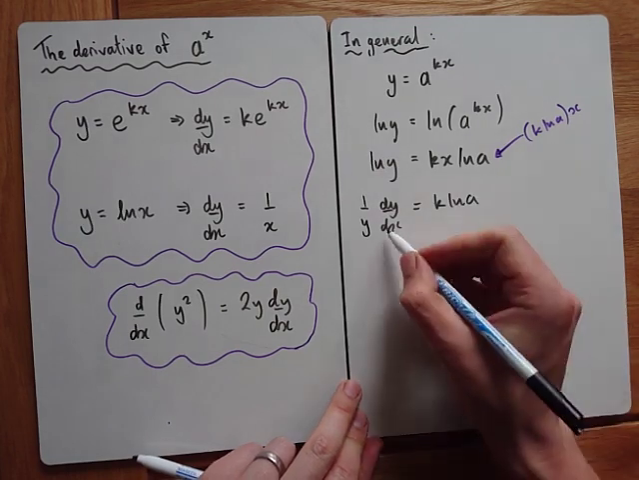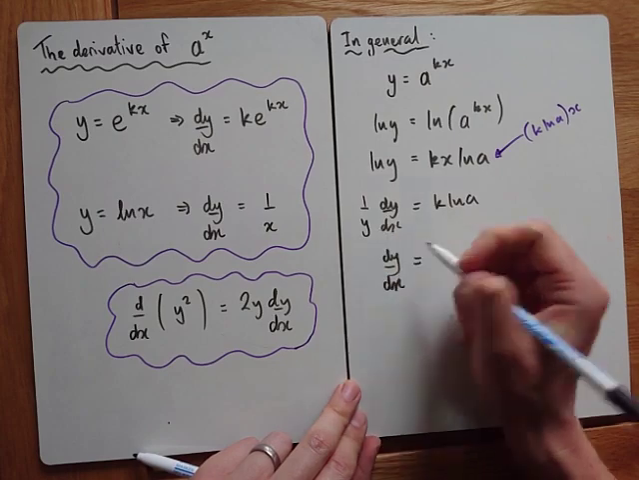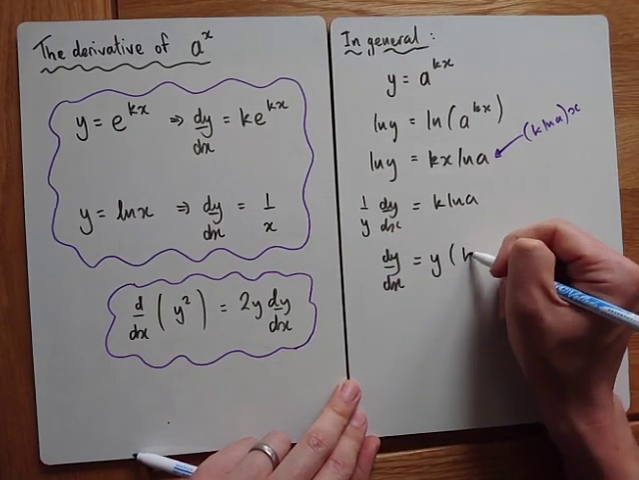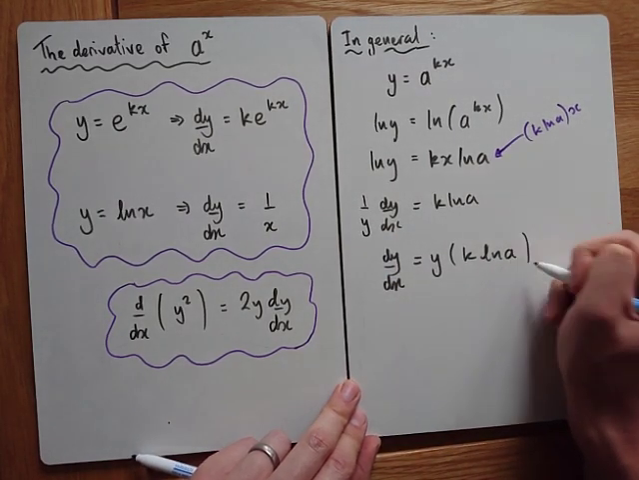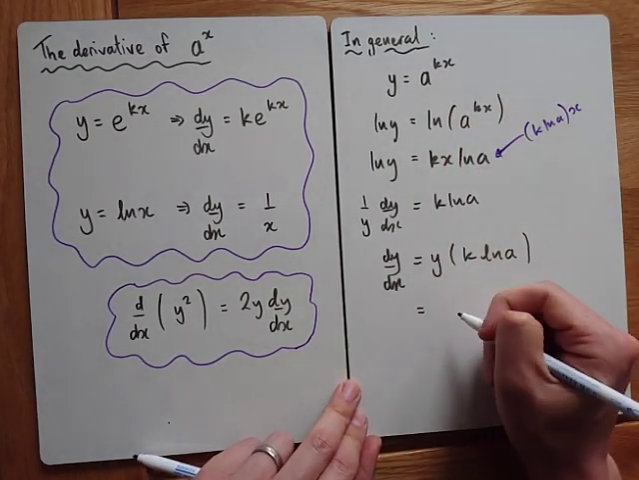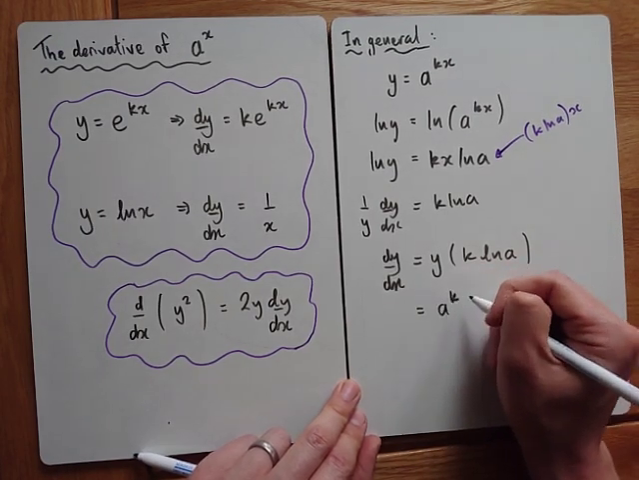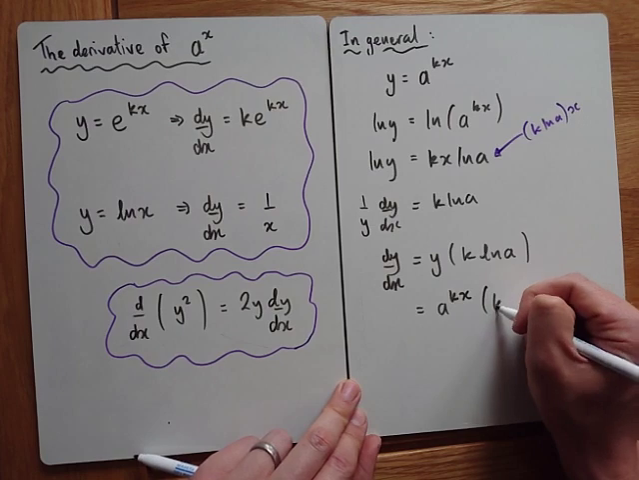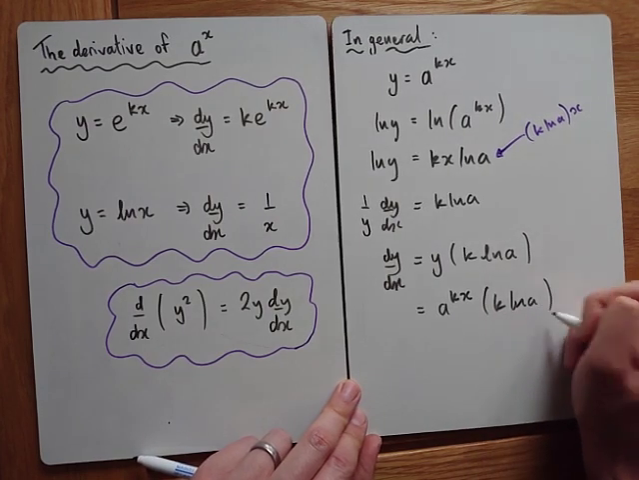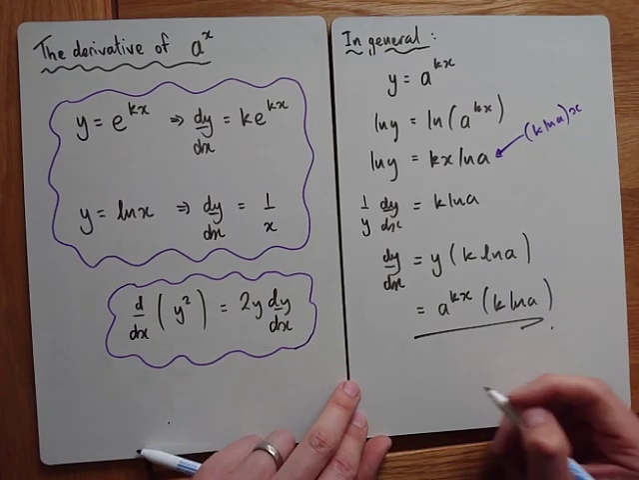So dy by dx would equal y times by k ln a, and y is a to the kx. So we could write that as a to the kx times by k ln a. Very abstract, isn't it? Let's do a quick example.